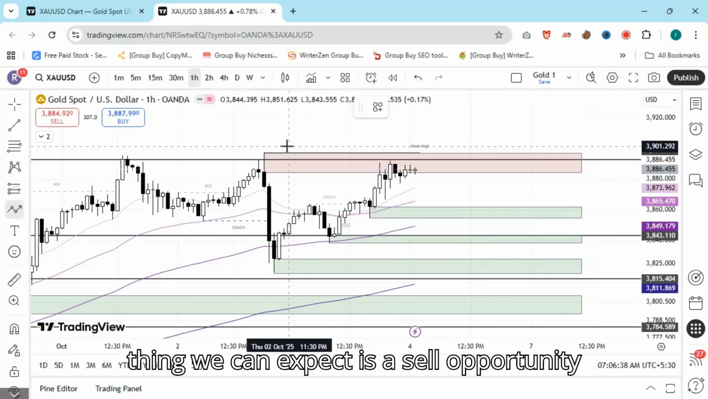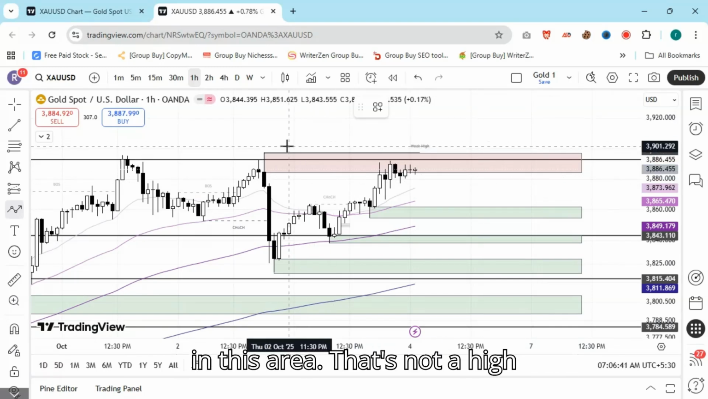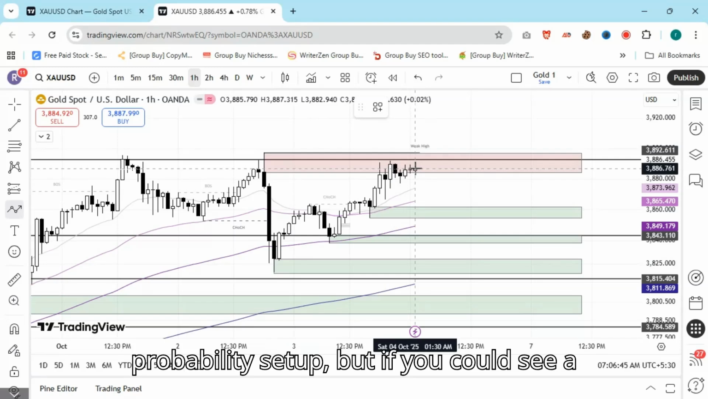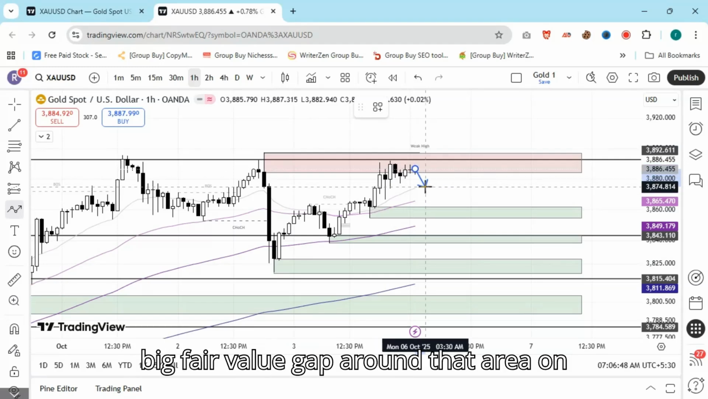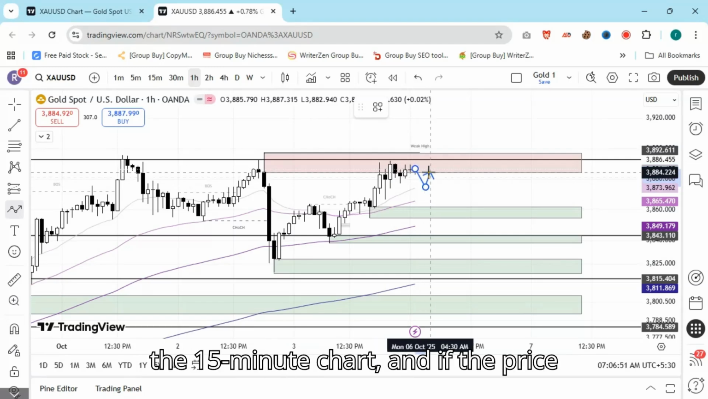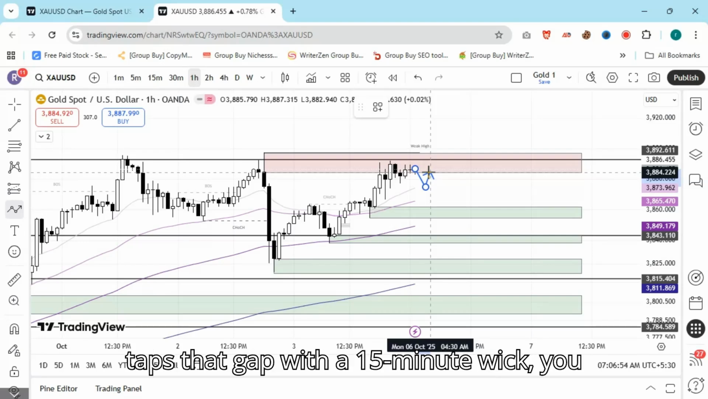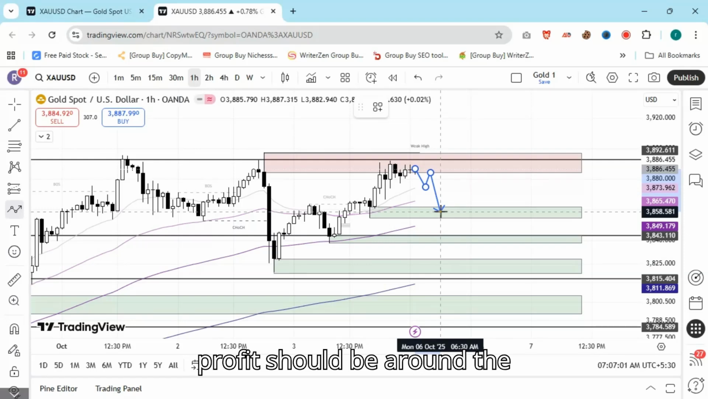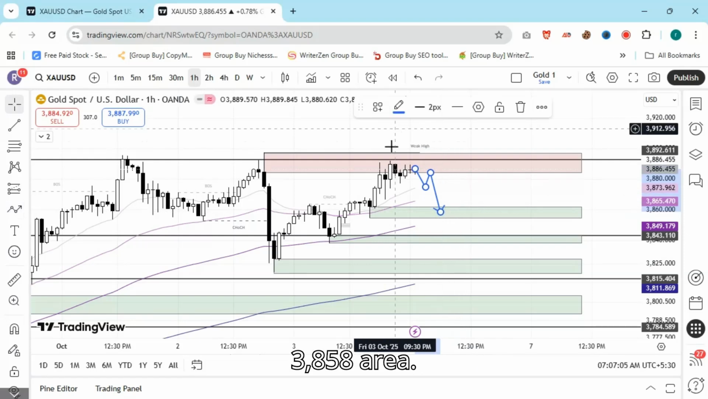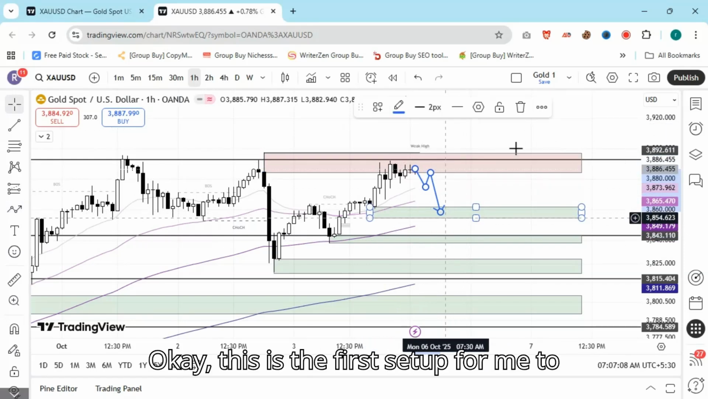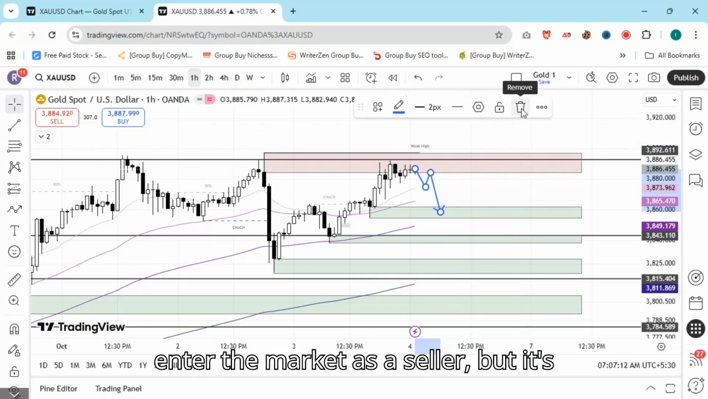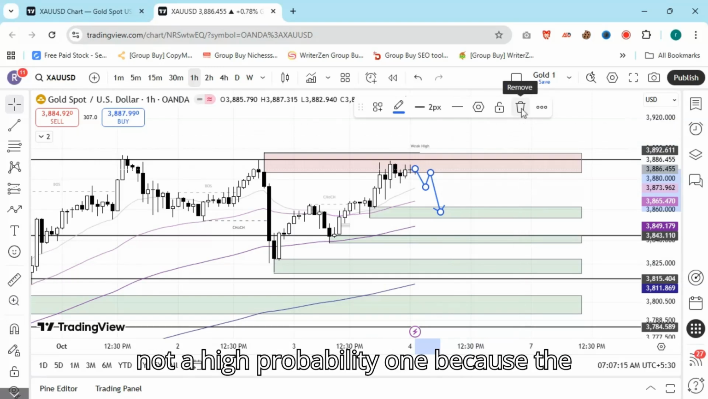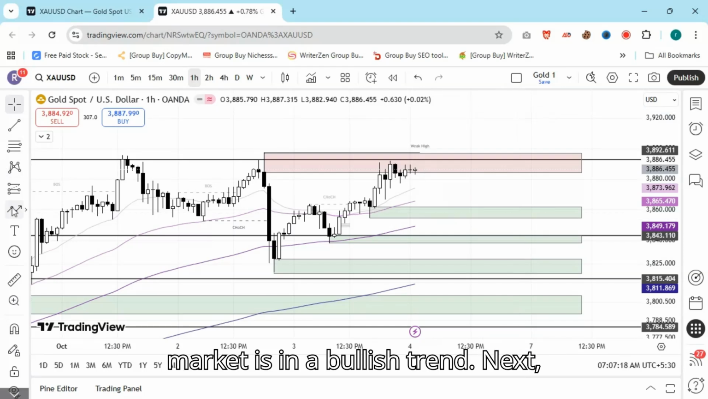The first thing we can expect is a sell opportunity in this area. That's not a high probability setup, but if you can see a big fair value gap around that area on the 15-minute chart, and if the price taps that gap with a 15-minute wick, you can enter the market. Your first take profit should be around the 3,858 area. Okay, this is the first setup for me to enter the market as a seller, but it's not a high probability one because the market is in a bullish trend.